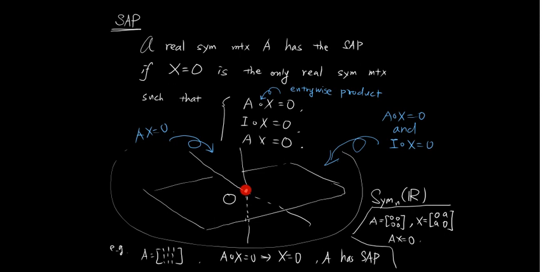And there are several examples. If you set up A equal to the 1's matrix, then x has to be 0 from just the first condition. So A has the SAP. If you take A equal to the 0 matrix, then x can be set up like this. When this lowercase a is, say, equal to 1, then Ax is equal to 0 and x is not equal to 0. So A does not have the SAP.